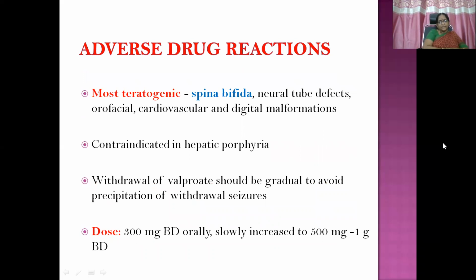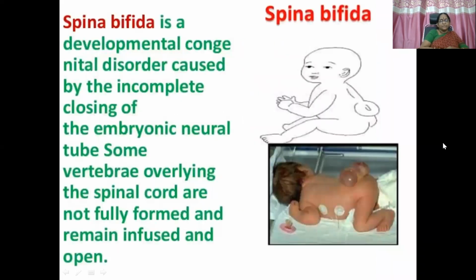And it is most teratogenic. So it gives rise to spina bifida. Phenytoin gives rise most predominantly to fetal hydantoin syndrome, whereas sodium valproate gives rise most predominantly to spina bifida. Okay, it is contraindicated in hepatic porphyria. Withdrawal seizures can occur. The dose is 300 mg orally. So spina bifida is incomplete closure of the embryonic neural tube.